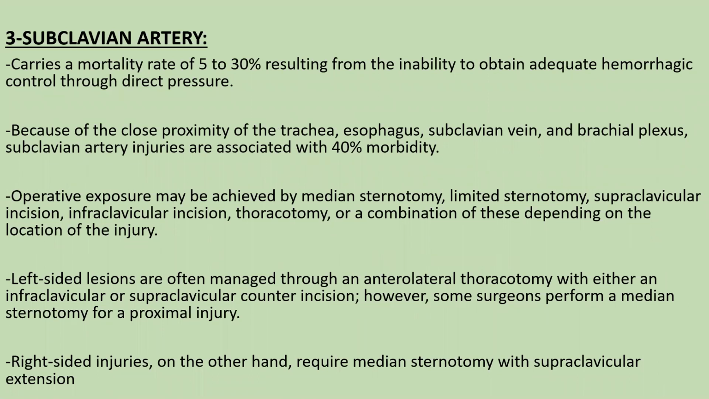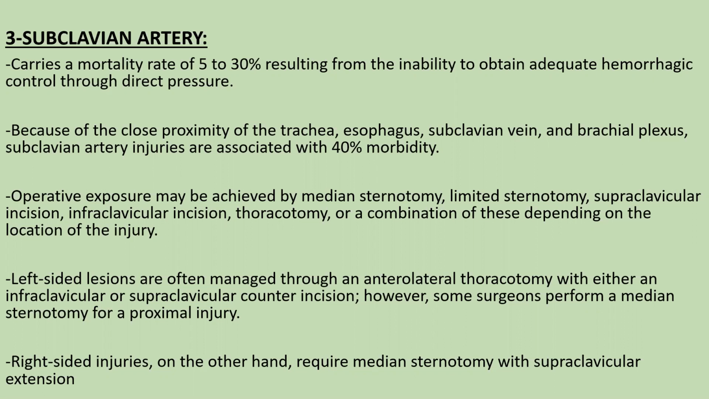Subclavian artery injuries carry a mortality rate of 5 to 30%, resulting from the inability to obtain adequate hemorrhagic control through direct pressure. Because of the close proximity of the trachea, esophagus, subclavian vein, and brachial plexus, subclavian artery injuries are associated with 40% morbidity. Operative exposure is achieved by median sternotomy, limited sternotomy, supraclavicular incision, infraclavicular incision, thoracotomy, or a combination of these, depending on the location of the injury.